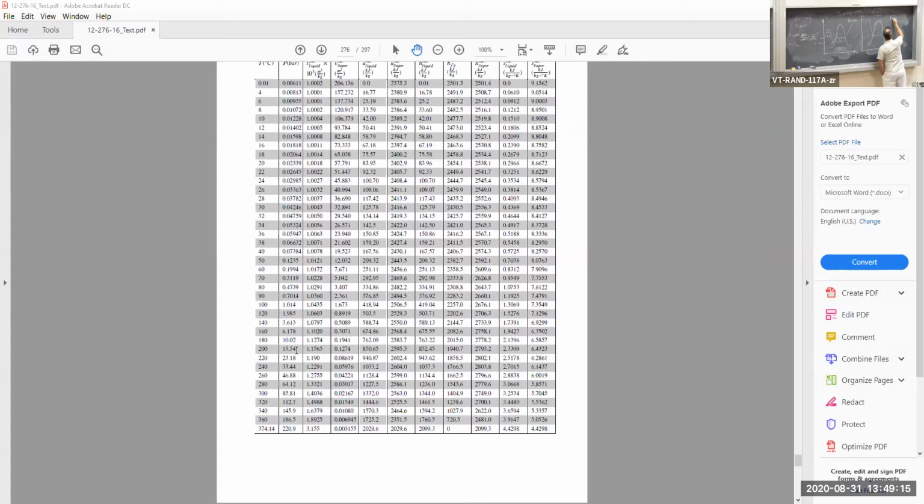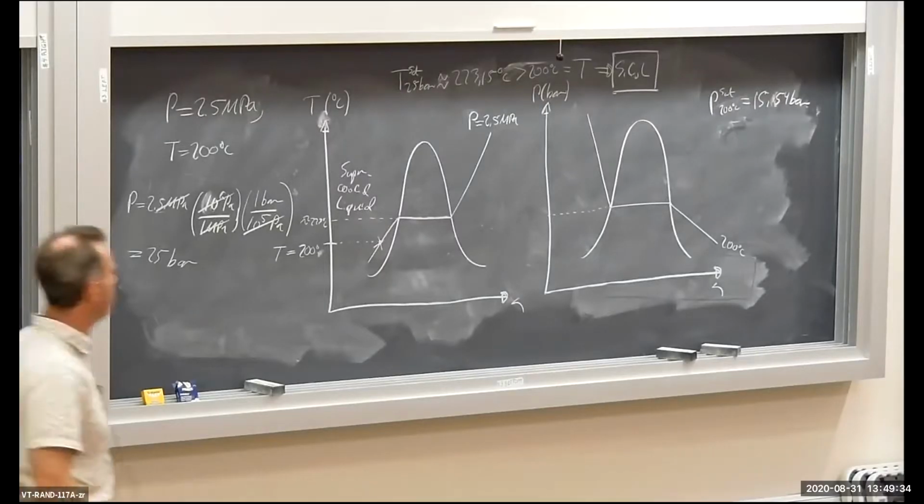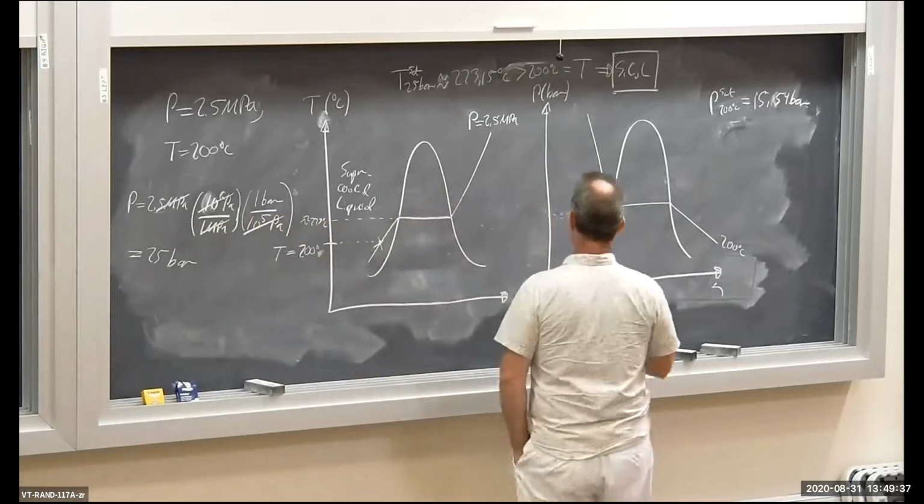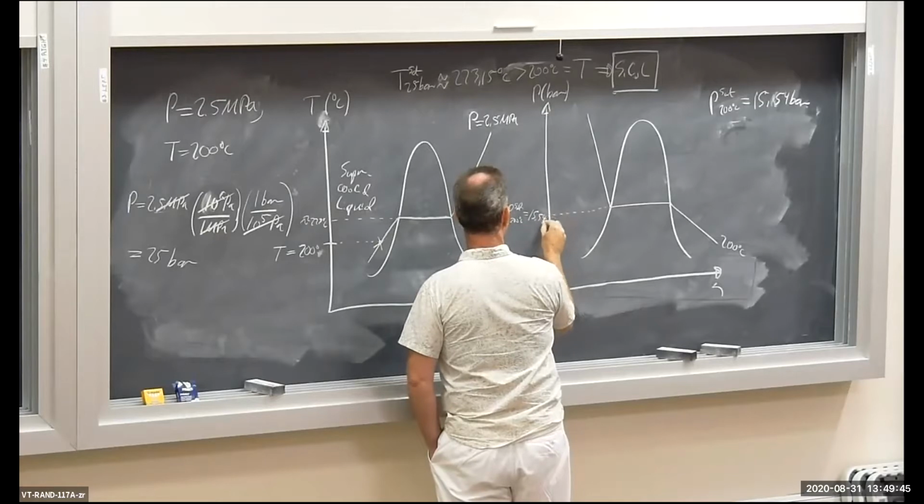Psat at 200 degrees C is 15.54 bar. So that means Psat at 200 degrees C is 15.54 bar. Okay?